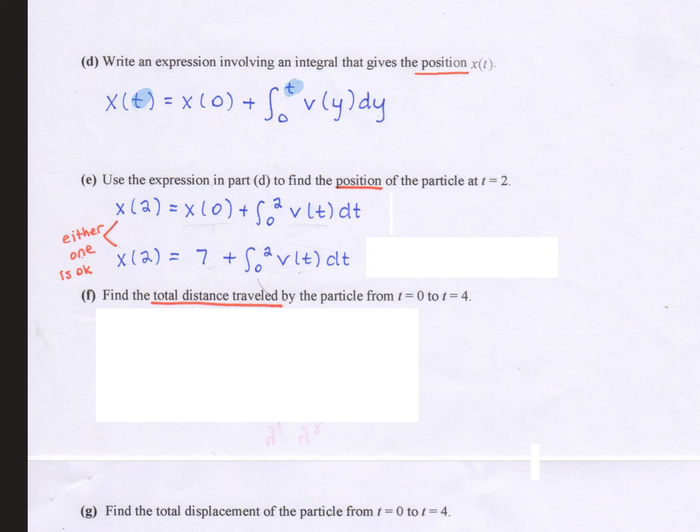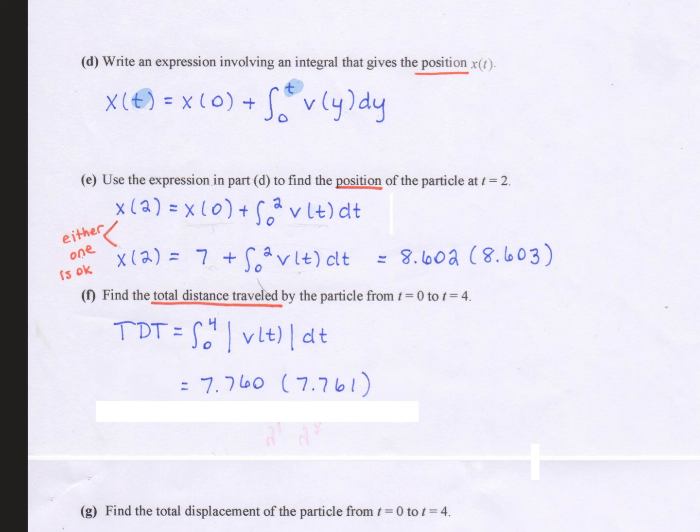So either one of these 2 equations is okay. And then you just plug that into your calculator to get your final position, either rounded or truncated. Part F is asking for total distance traveled. Whenever you have a total distance traveled problem, you must show that total distance traveled integral first, and then type it into your calculator to get your answer.